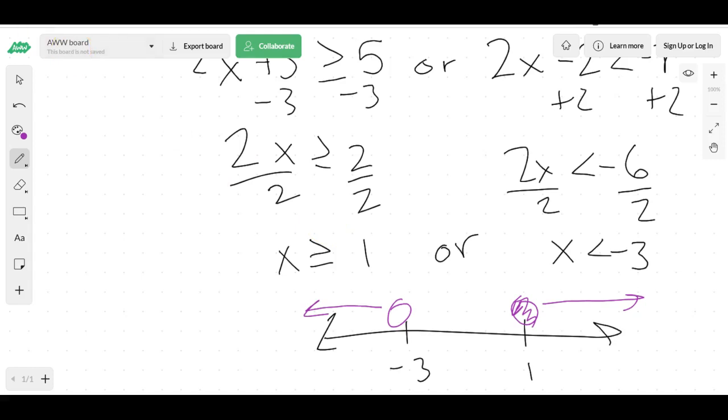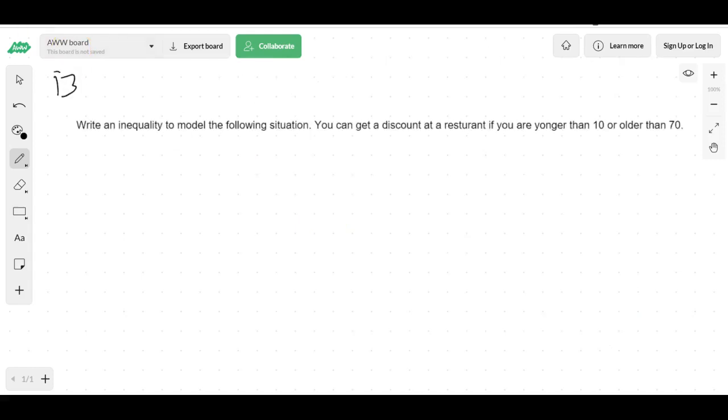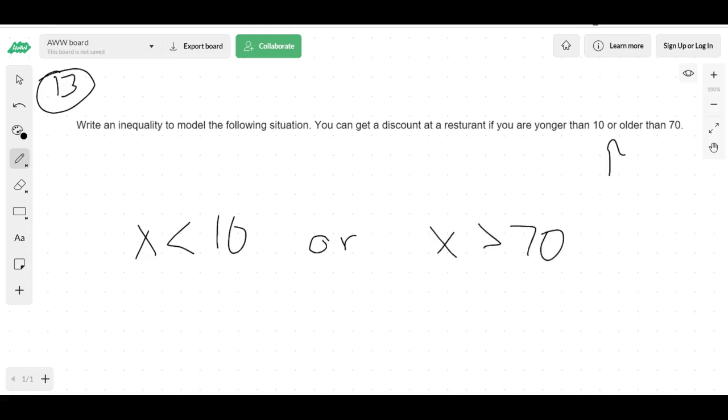Try my next problem. Okay, so for number 13, where we have to model this situation, it says, write an inequality that models the situation. You can get a discount at a restaurant if you're younger than 10 or older than 70. So we know this is an OR statement, so when I write this, I want an OR between. And I want to show something is younger than 10, so I want to show that 10 is the biggest number. And I also want to show something is older than 70, so I want to show that 70 is the smallest number that I could get.